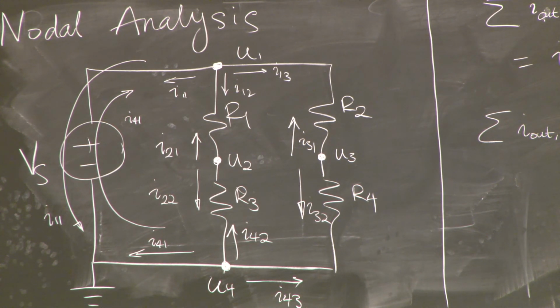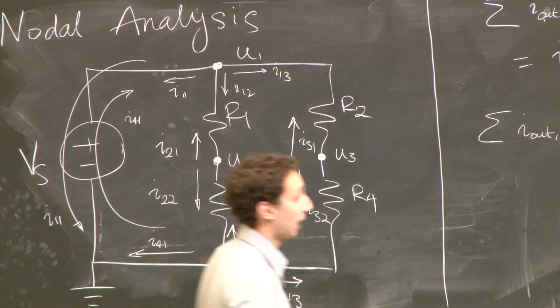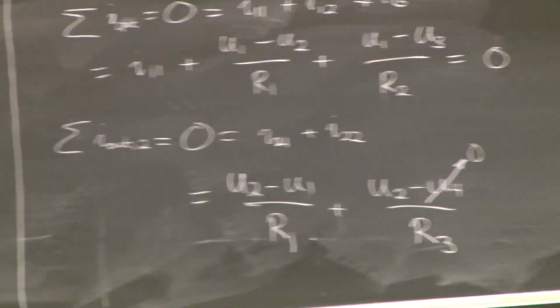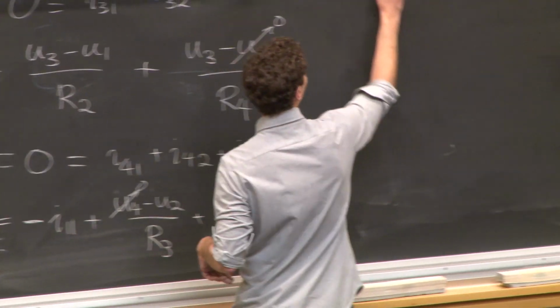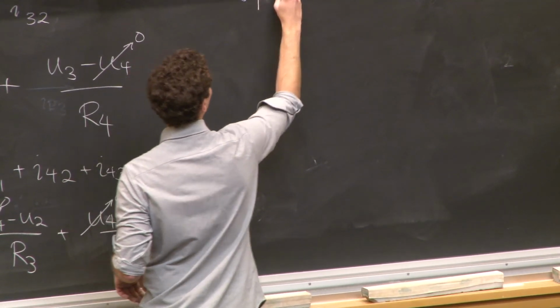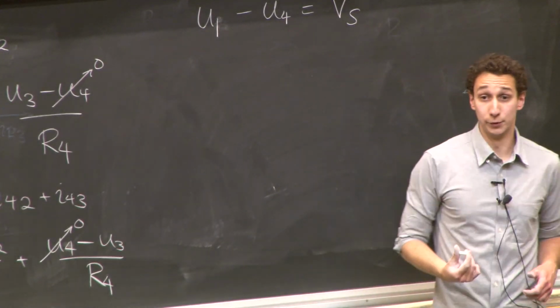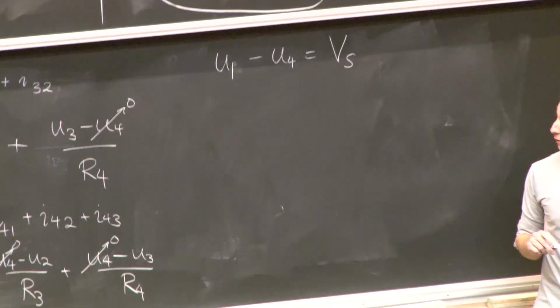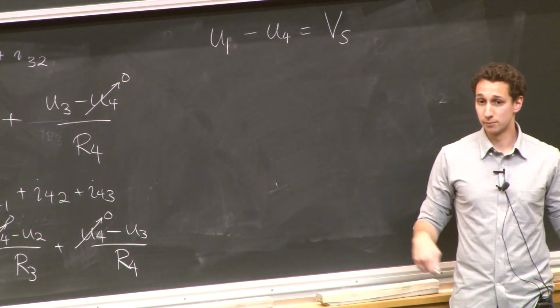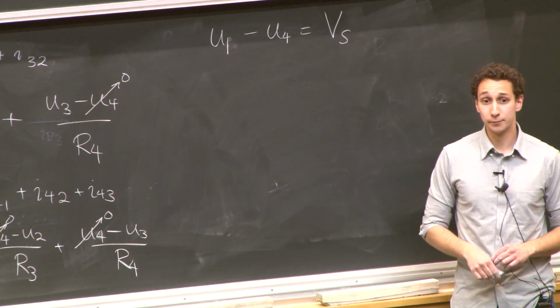Now what's the other equation that I have? What else do I know about the potentials in my circuit? Yes. The answer is, I know that U1 minus U4 is equal to Vs, right? That's my source voltage. And so now what I can do is rewrite all my equations in terms of the things that I know and then just solve them just like I would any other system of equations. Okay?